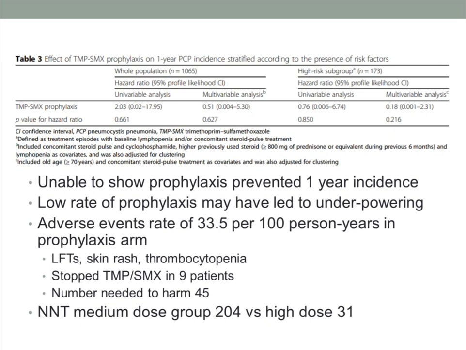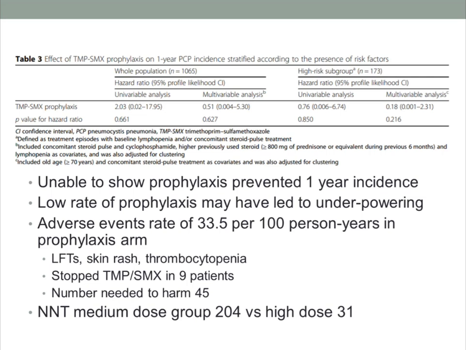One of the things they did comment on, though, in the patients who were on trimethoprim-sulfamethoxazole prophylaxis is that there was a pretty substantial adverse event rate. So, 33.5 per 100 patient years. If we're talking about that medium group, the disease rate's 0.5, a very huge difference. Those included things like transaminitis, skin rash, thrombocytopenia. And in 9 of the patients on prophylaxis, they actually had to stop it due to the side effects. And so they calculated this number needed to harm of 45.